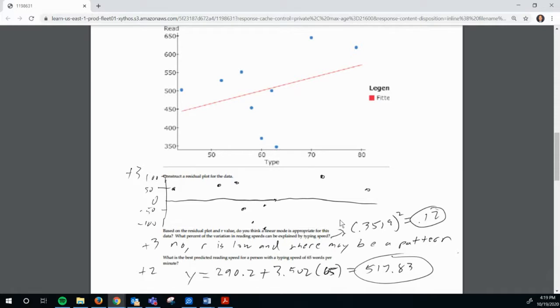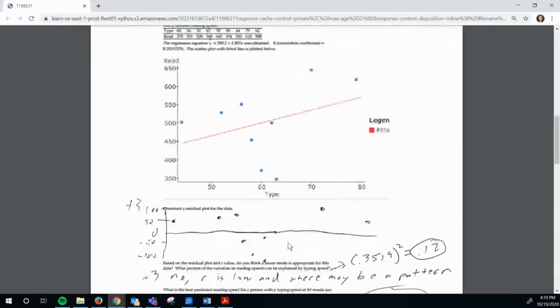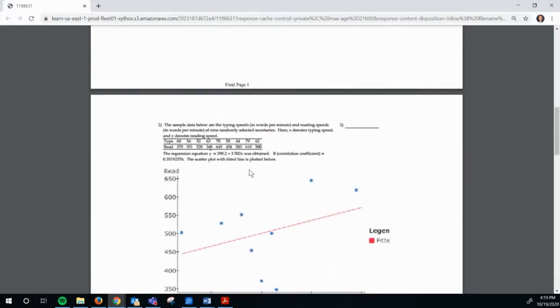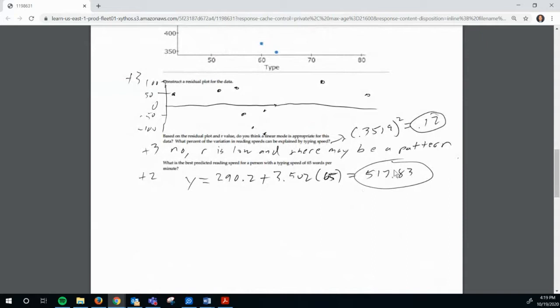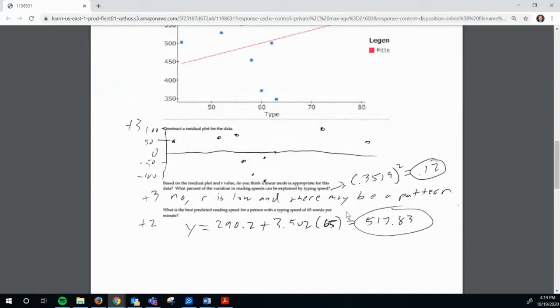But if you did use it, what prediction would you make for a typing speed of 65? Well, it gives you the equation right here. You just put 65 in for X and solve it, and there you go. Now, the one thing that's not asked on this that I would add on is it asks what is R squared. So R squared is 0.3519 squared, which is 0.12. And does anybody know what that 0.12 would represent from that homework? What would the 0.12 represent?